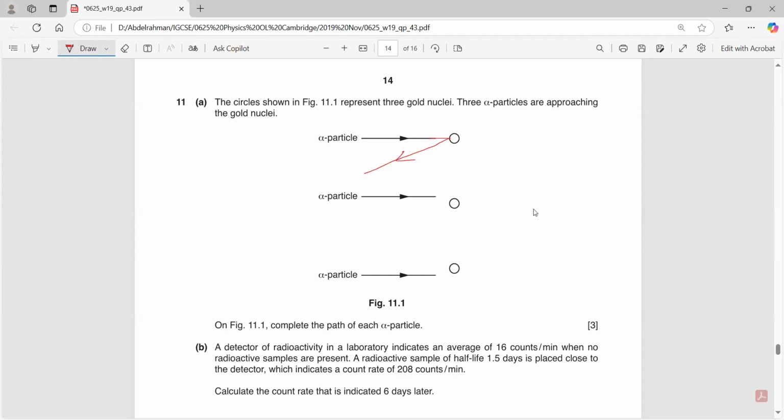The second one is coming close to the nucleus. Okay, it's quite close to the nucleus. So it will deflect upwards. Okay, it will deflect upwards. What about the third one? It's coming again close to the nucleus, but it will deflect downwards. It will deflect downwards. Okay, this way.